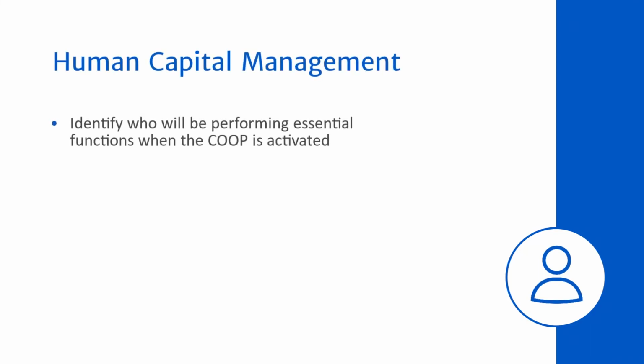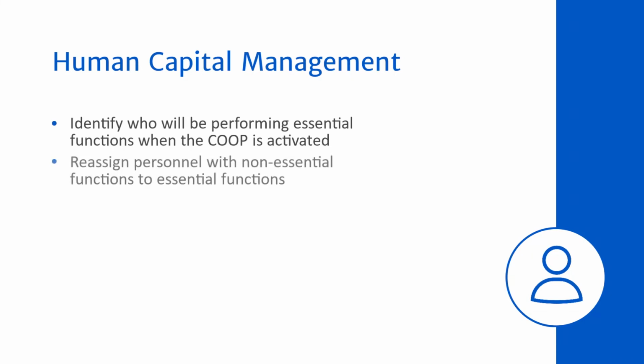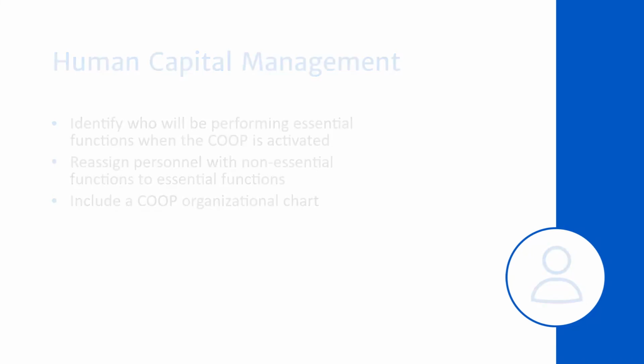If you've identified which functions of your school are essential, you may need to reassign faculty or staff to complete those functions. Employees performing non-essential functions prior to implementing the Coop may be available to be reassigned temporarily. It might be helpful to include a Coop organization chart in this section, outlining where personnel are assigned while the Coop is activated.